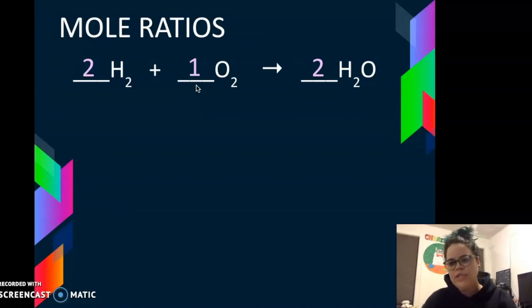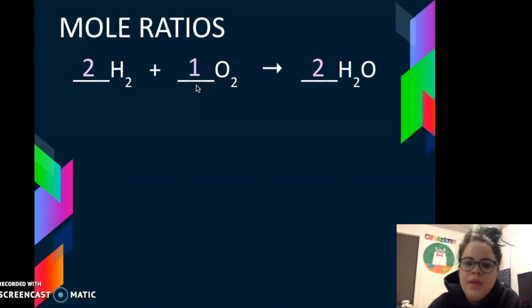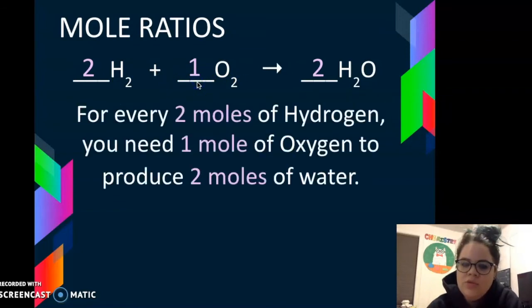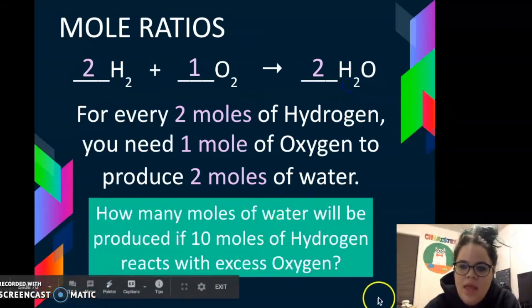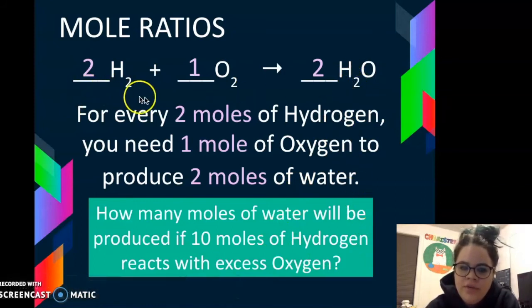Moving forward, we are going to take this and translate it to words, and it will make the next process a little bit simpler. For every 2 moles of hydrogen, we need 1 mole of oxygen. These numbers in the front tell you the moles, and we will get 2 moles of water. But let's say, just like you were hungry with your grilled cheese sandwiches, what if I want to tweak the recipe? How many moles of water will be produced if 10 moles of hydrogen reacts with excess oxygen? Excess oxygen means you have more than enough.